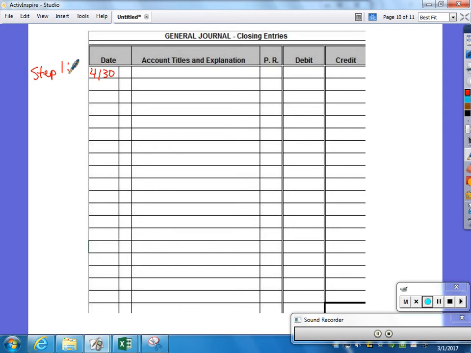In order to close revenue, you have to do what to it? Debit it, because its normal side is credit. So we're going to debit commissions earned for what amount? $9,750. And we're going to credit what? Income summary.